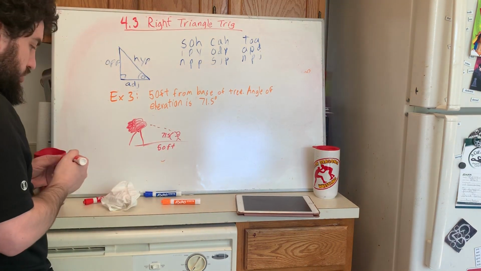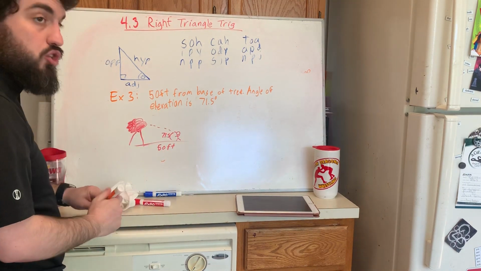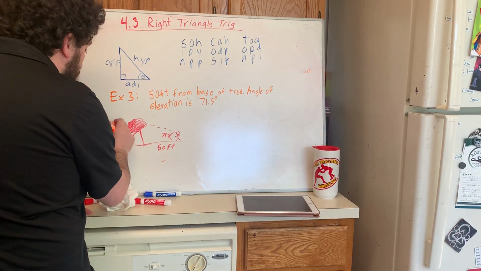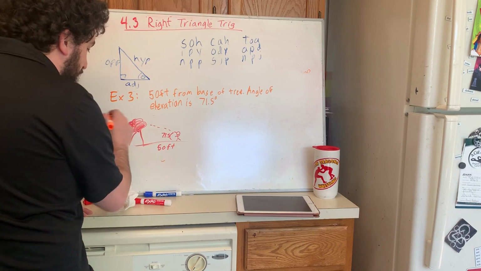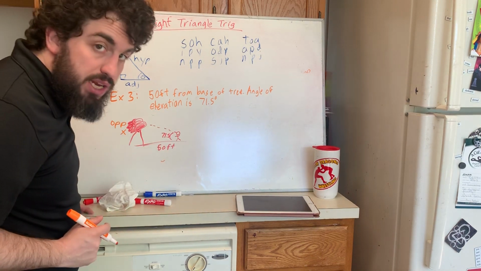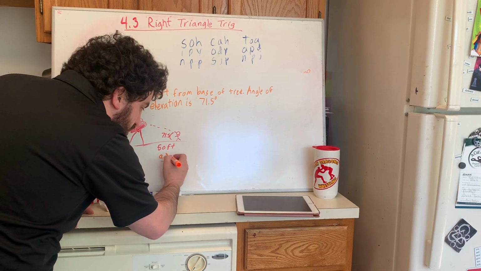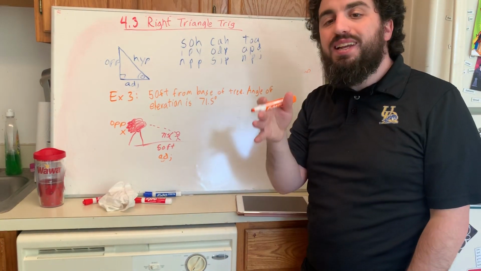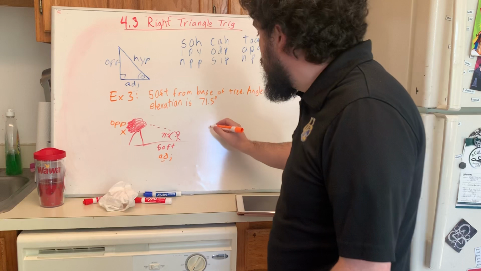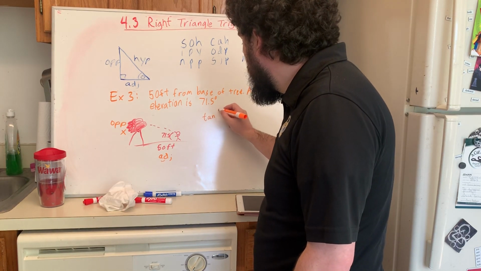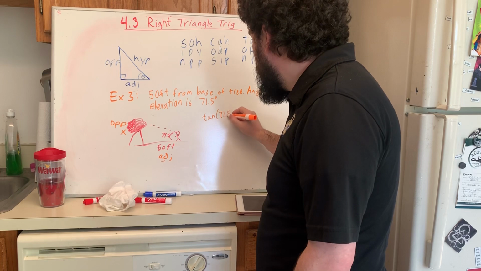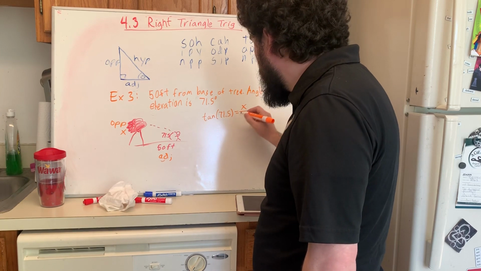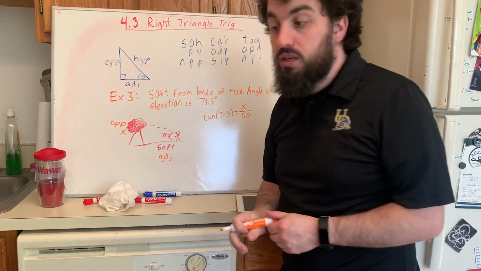So what I'm going to do is realize I want the height of the tree. So the height of the tree, I'm going to call that X. That is opposite of where I'm looking, so that's my opposite side. The ground is right next to me, that is my adjacent side. So if I'm dealing with opposite and adjacent, I need to utilize tangent here. So the tangent of 71.5 degrees is equal to my opposite, X, over my adjacent of 50.